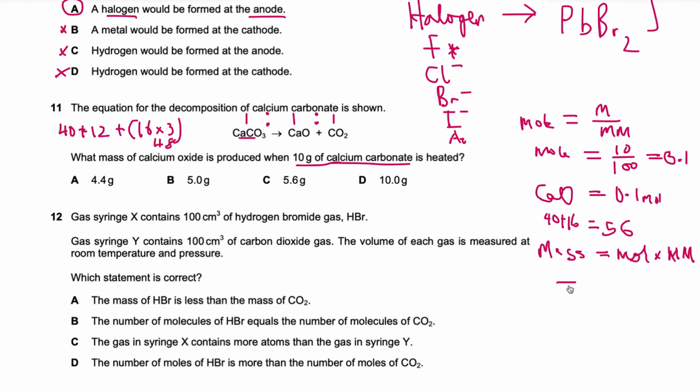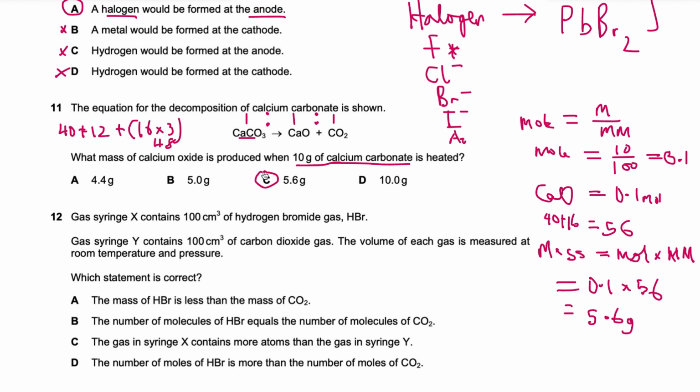Okay, so this is equal to, what is the mole? 0.1 times 56. So what do we get? We get 5.6, right? 5.6 gram. So we go and look at the options, if there is such an option in our work. 5.6 gram. That's the mass of calcium oxide, which is C in this question. Okay? So this is how it goes.